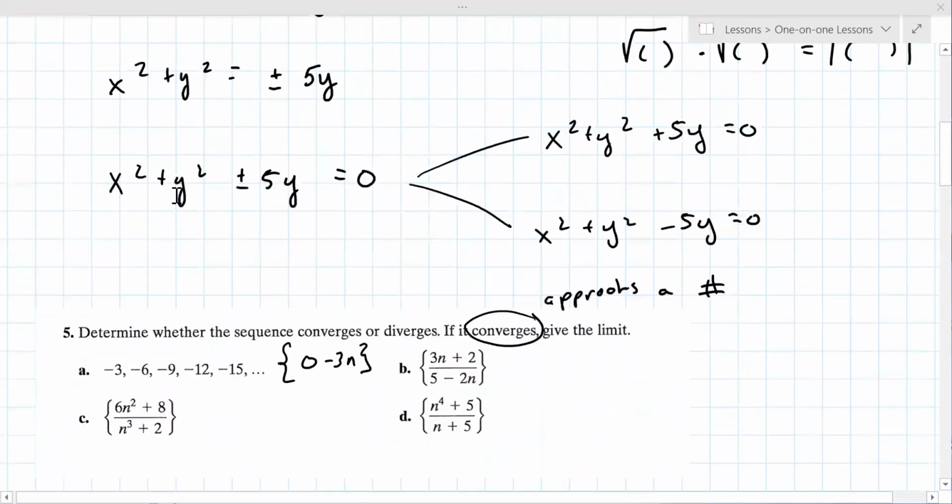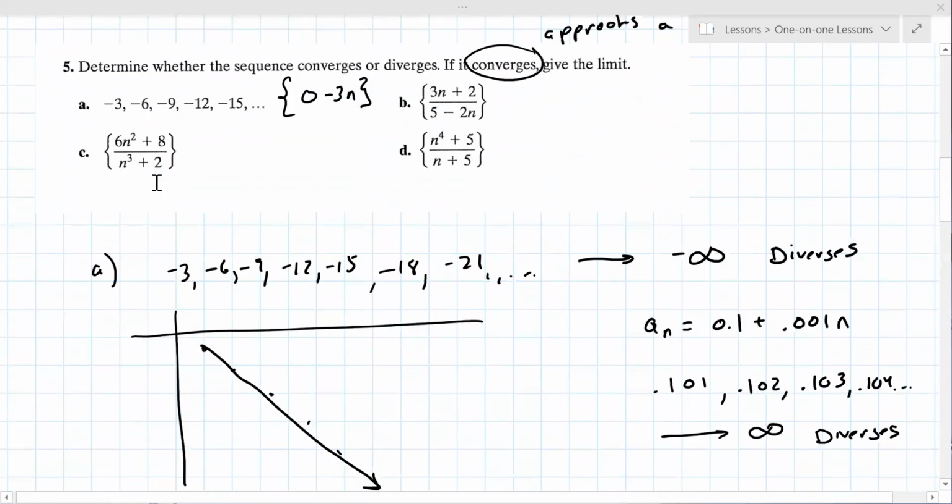So let's go back and do these real quick. A diverges to negative infinity. B converges to minus 3/2. C converges to 0. And D diverges to positive infinity. So when she says give the limit, that's the limit.